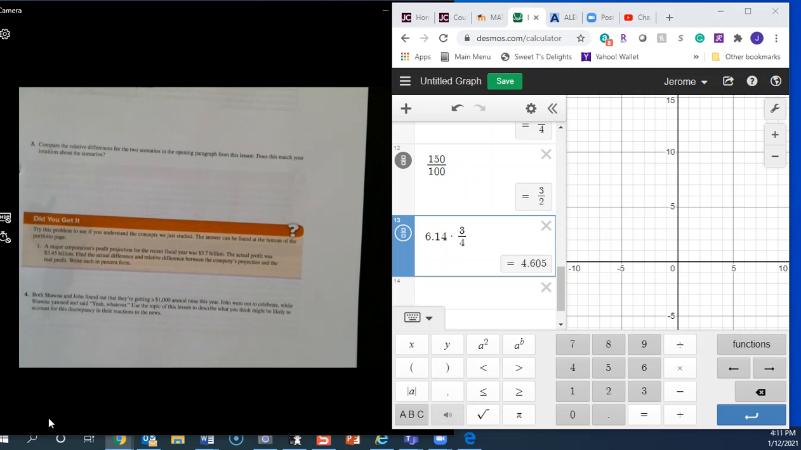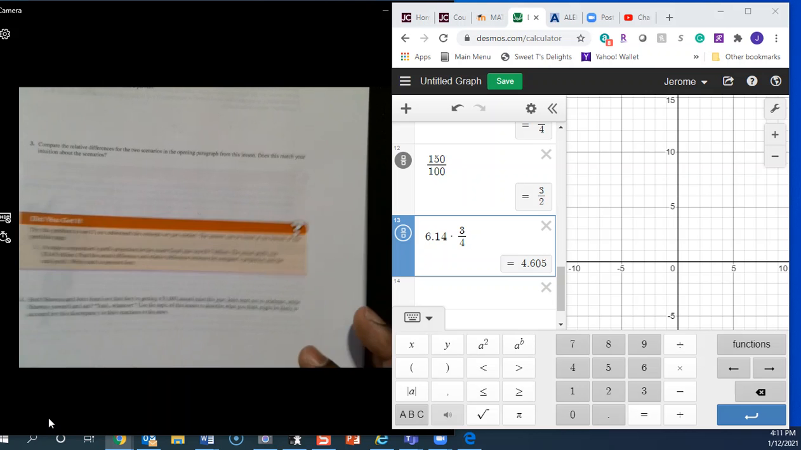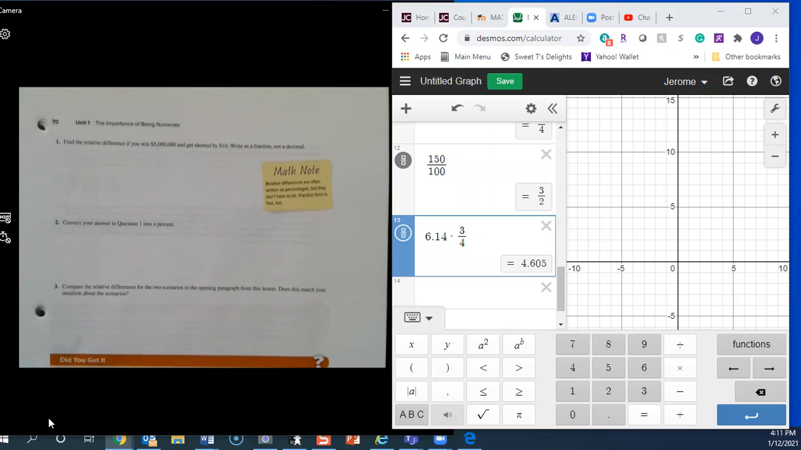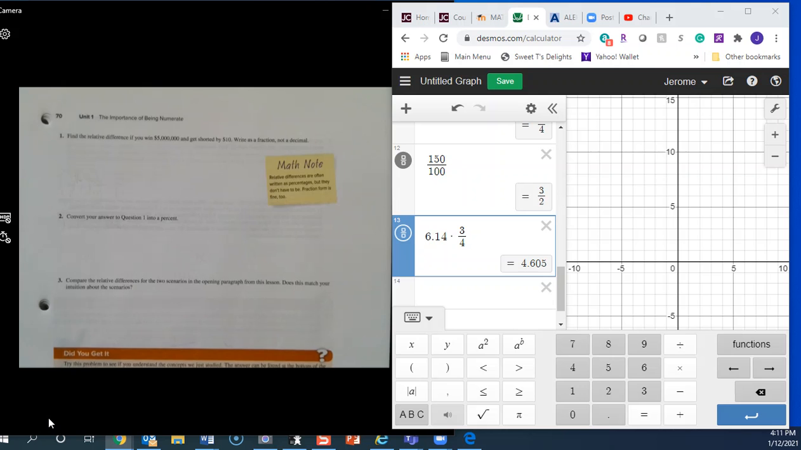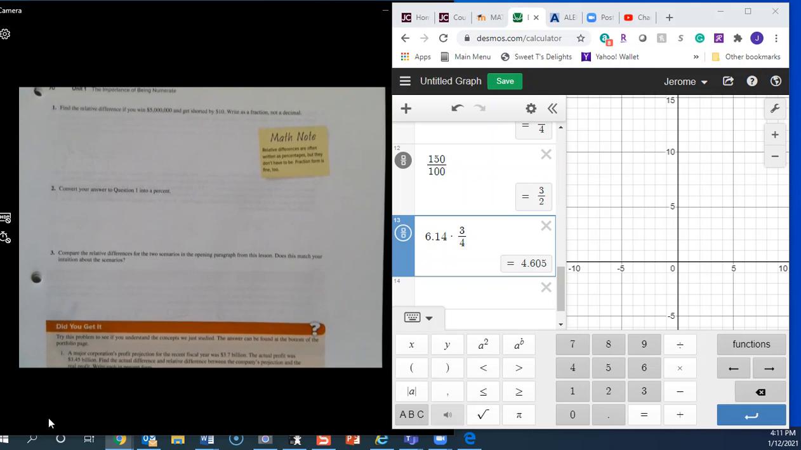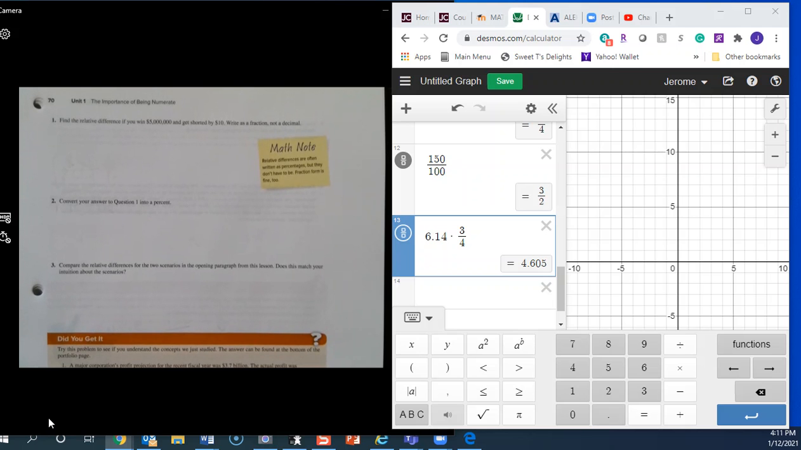Okay, now we come here to number 1. Oh, and by the way, 1.6 was on page 69, and now we're on page 70. Okay, number 1, it says find the relative difference if you win $5 million and get shorted by $10. Write a fraction, not a decimal.